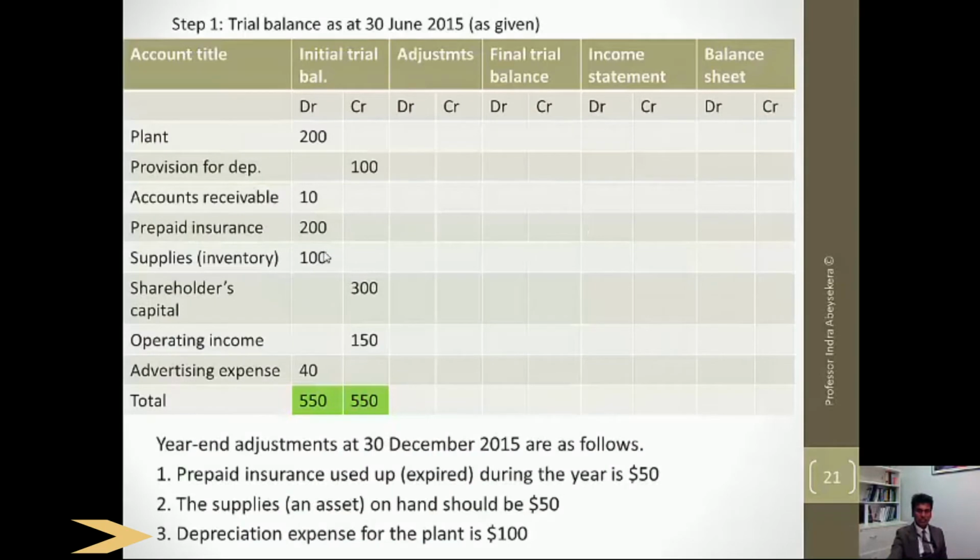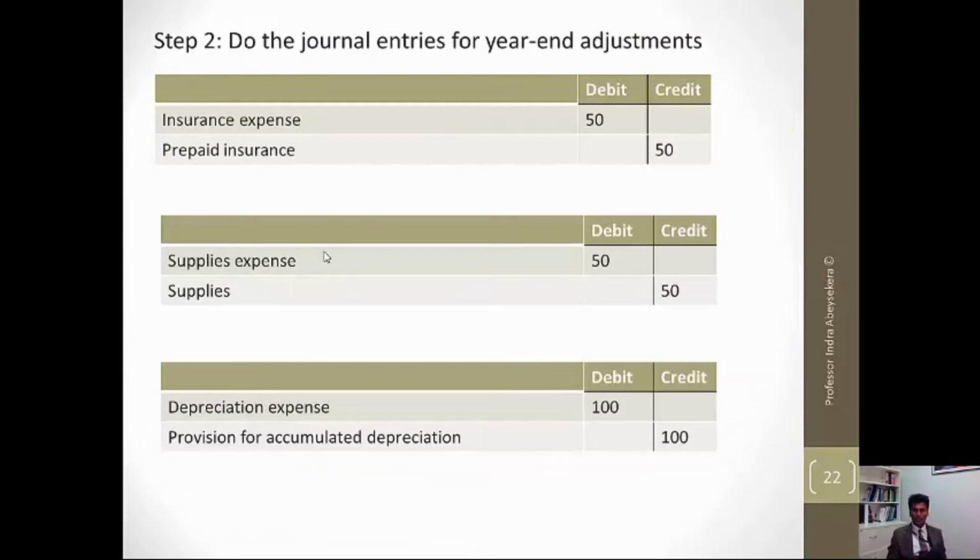Depreciation expense is $100. Debit depreciation expense, which increases, and credit accumulated depreciation, the provision for accumulated depreciation, which increases. Journal entries have been recorded.